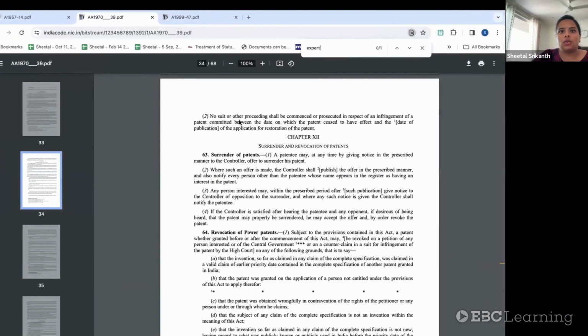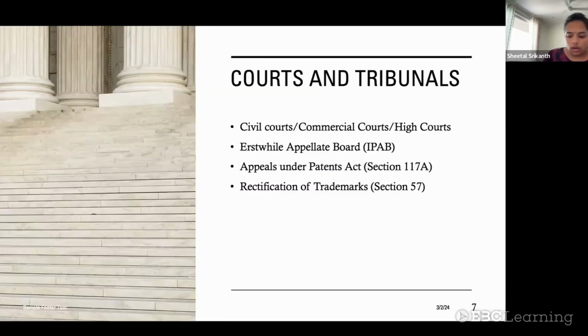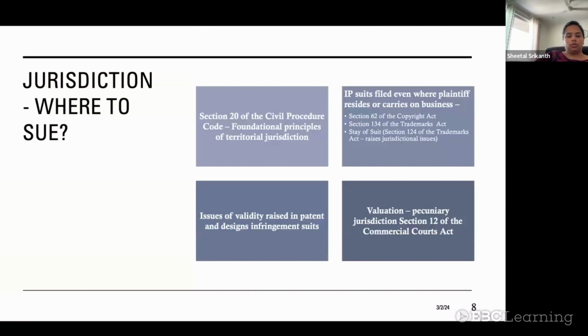Similarly, rectification. An application can be filed before the controller of trademarks for rectifying the trademark registry in the event that a registered trademark is not being used, or is not being used in accordance with the law, or in accordance with the conditions associated with its registration. These rectification petitions were earlier maintainable only before the registrar or the Intellectual Property Appellate Board. Now these rectification proceedings can also be initiated before the High Court with jurisdiction.